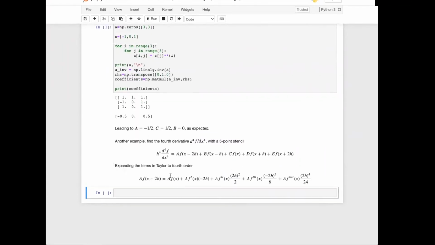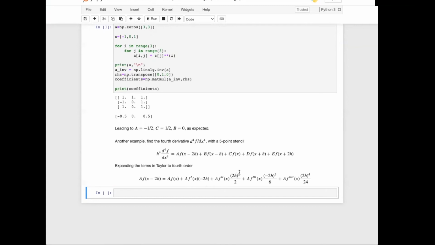If we expand the terms to fourth order accuracy, this is what you get here for a. So you get the function at the point x minus 2h. That's the function at the center point, plus the first derivative times the variation, which is -2h.